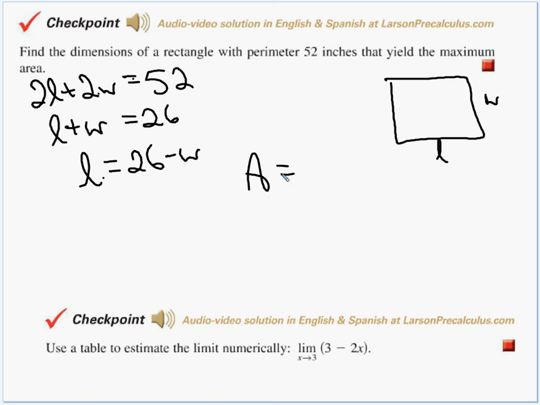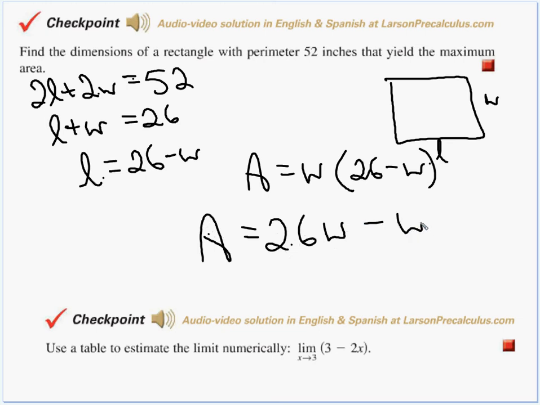So area equals length times width. So our length is 26 minus W times width. If we distribute, again, this is very much like example 1. We get our area is 26W minus W squared.